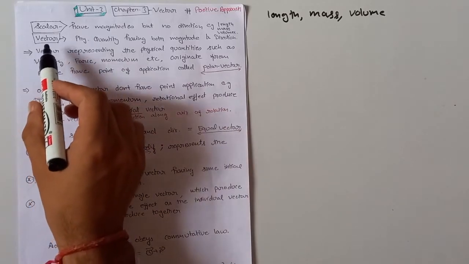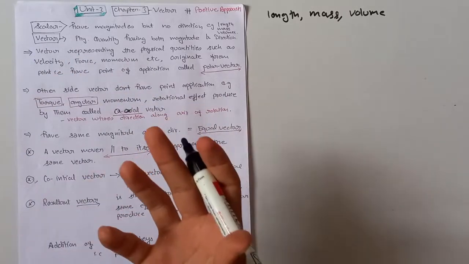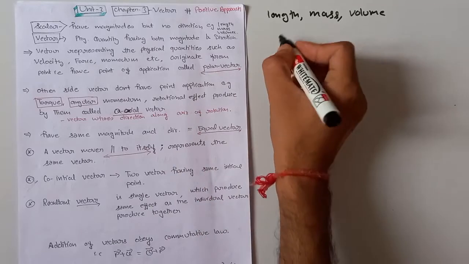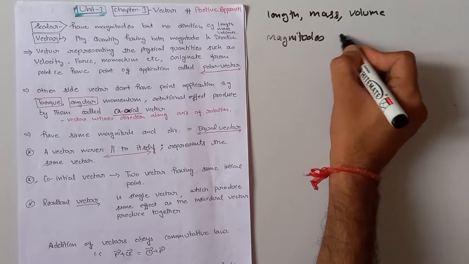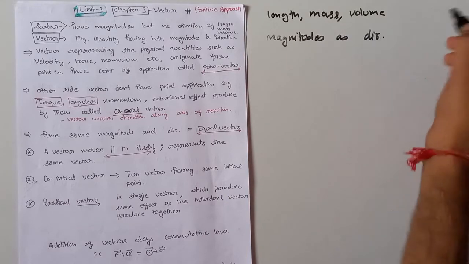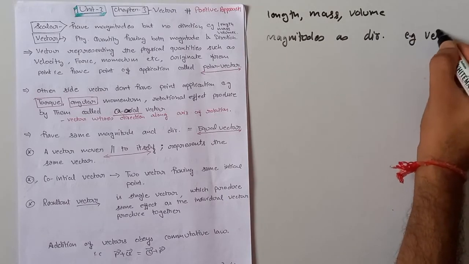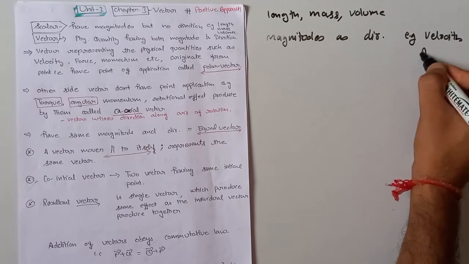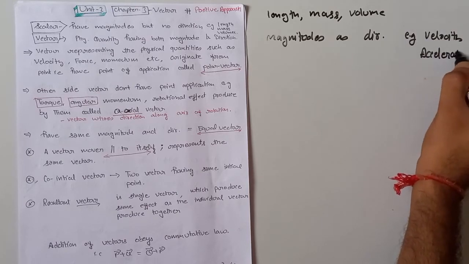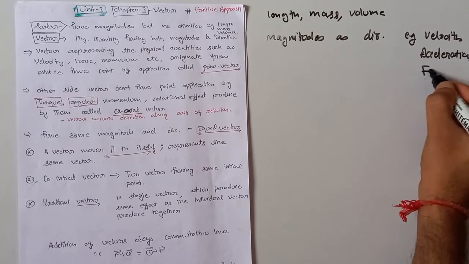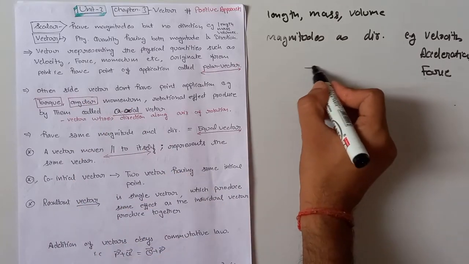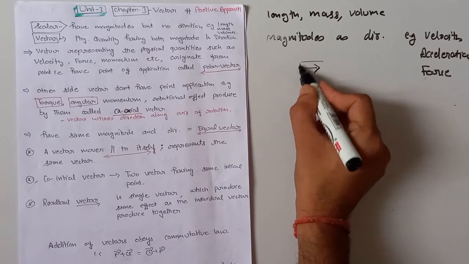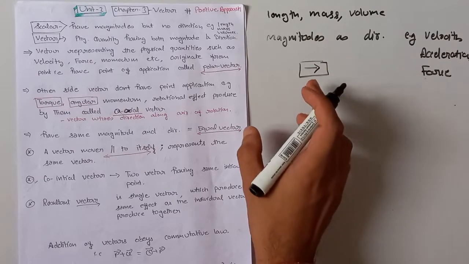And our second physical quantity is vector. What is a vector quantity? Those physical quantities which have magnitude as well as direction. For example, velocity, acceleration, force, and many more. This is about scalar and vector quantities, and a vector can be denoted by this arrow sign.